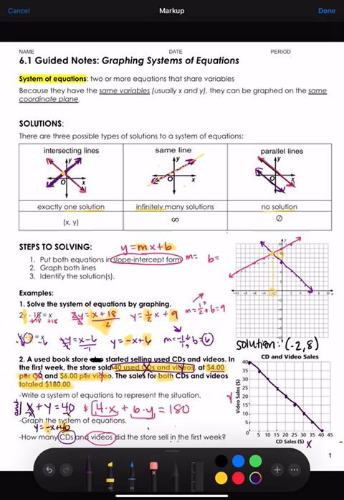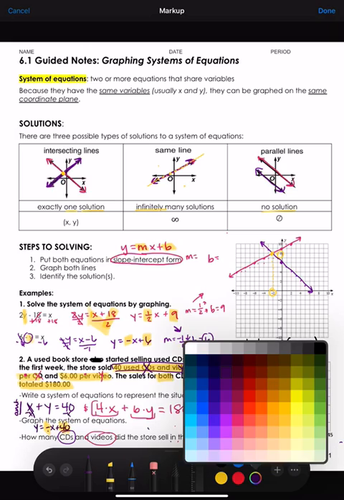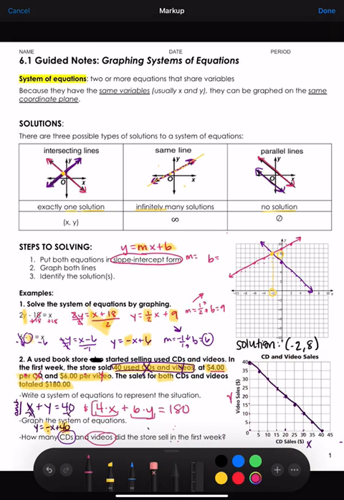So in the past, what we would say is, okay, if you sold 20 CDs, how many videos? You'd go up, oh, you sold 20 videos. If you sold 30 CDs, then you sold 10 videos. If you sold 0 CDs, you sold 40 videos. So you'd use that line to try your different options, but you wouldn't actually know the exact amount. But with the second equation, we'll be able to pinpoint exactly how many videos and CDs were sold.